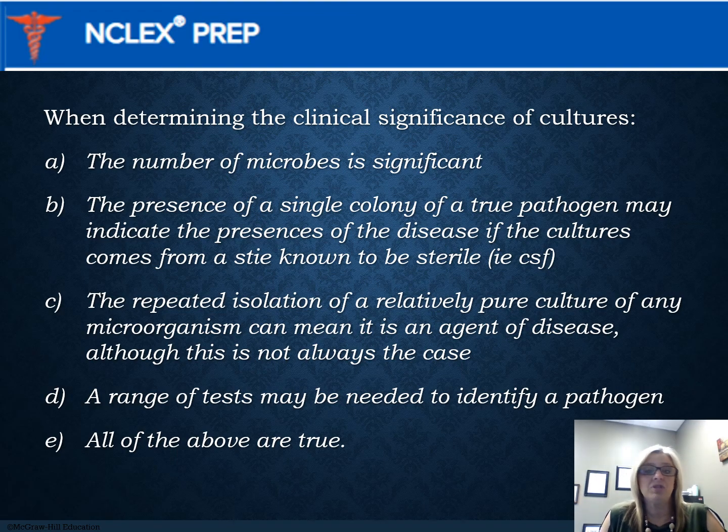All right, so finishing up the first half of chapter 15, let's do a little NCLEX prep question here. So when determining the clinical significance of cultures, what do we need to consider? A, the number of microbes is important. B, the presence of a single colony of a true pathogen may indicate the presence of the disease if the culture comes from a site known to be sterile, for example, the cerebrospinal fluid. C, the repeated isolation of a relatively pure culture of any microorganism can mean it is an agent of disease, although that is not always the case. D, a range of tests may be needed to identify a pathogen, or E, all of the above. So pick your answer.